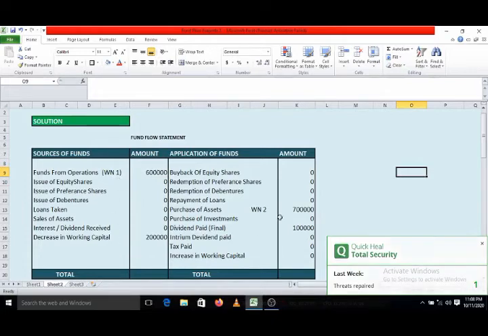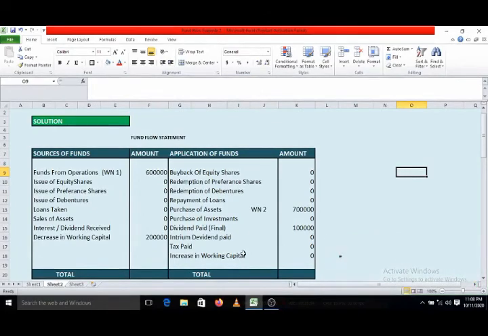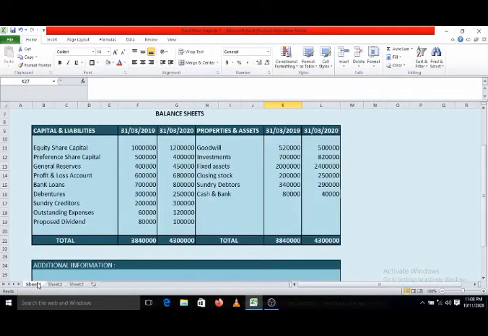Now almost we have prepared all the working notes and statements. Now just we have to fill up these blank columns back here. So for that purpose now we will take the balance sheet again in front of us, and we will check each of the items of the balance sheet, and we will complete our fund flow statement. So check out the liability side. First item, equity share capital.